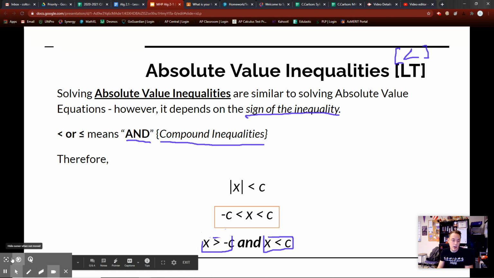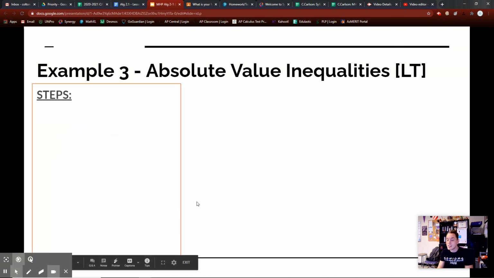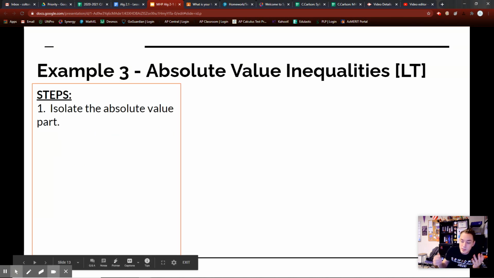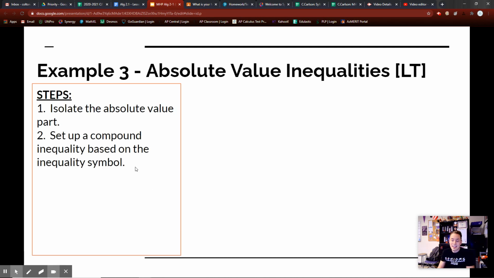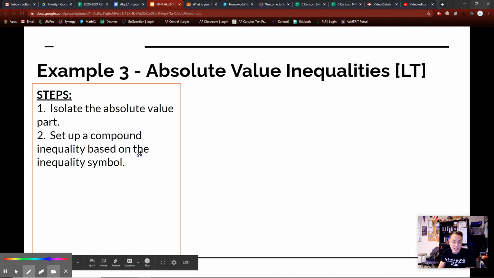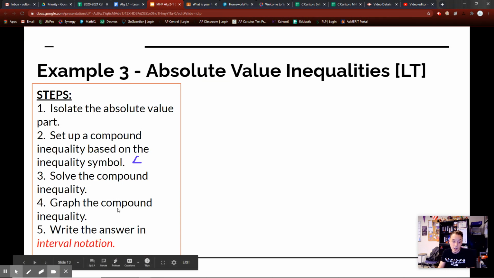Let's continue on. So here are the steps. Make sure you write down the steps. First and foremost, you have to isolate the absolute value part. Second step, set up a compound inequality based on the inequality symbol. In this case, it's less than, so we're doing less than signs. Then solve the compound inequality, of course. We're going to graph the compound inequality on the number line, and then we're going to write it in interval notation. So you have a lot of steps here.